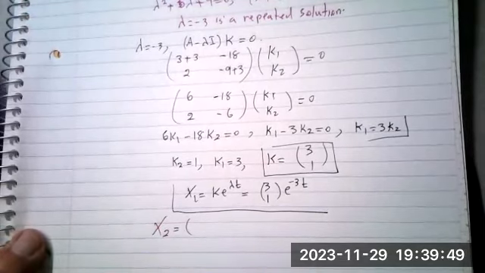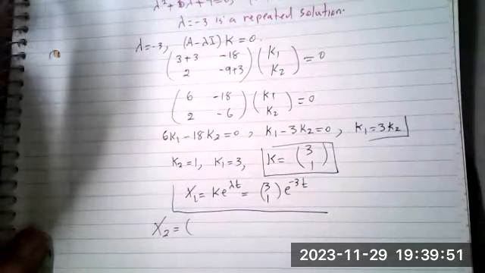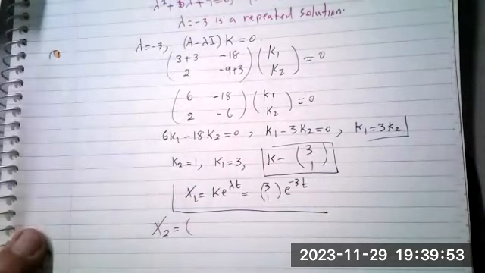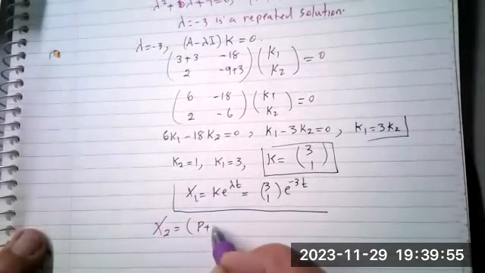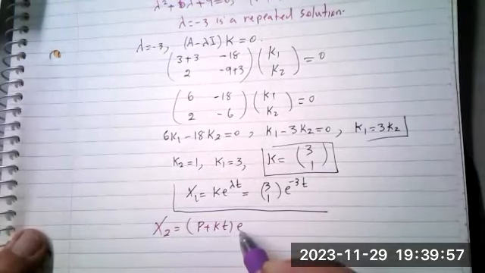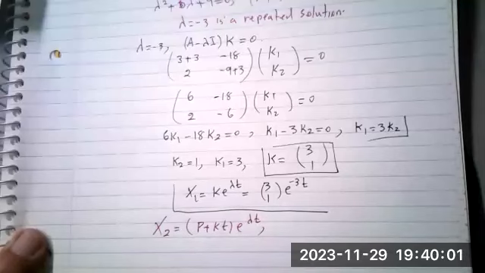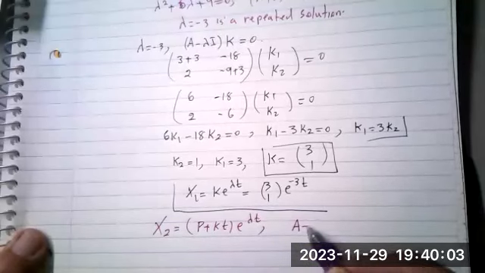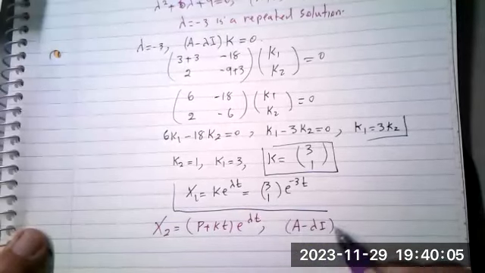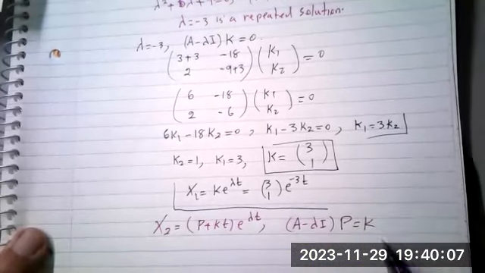Okay, the x2 as we proved is going to be equal to (p + kt) e^(λt). Now we're going to find the p. P would satisfy this condition: (A − λI) p = k.